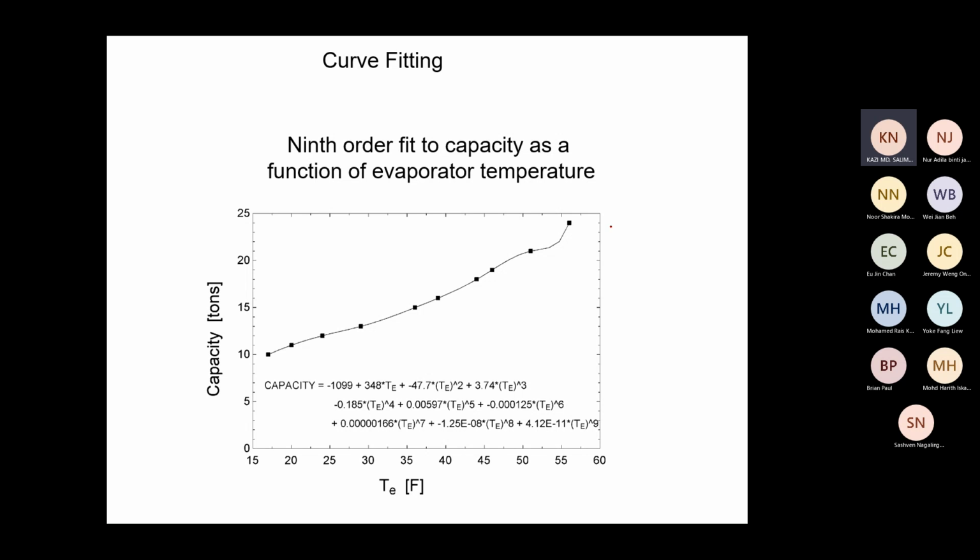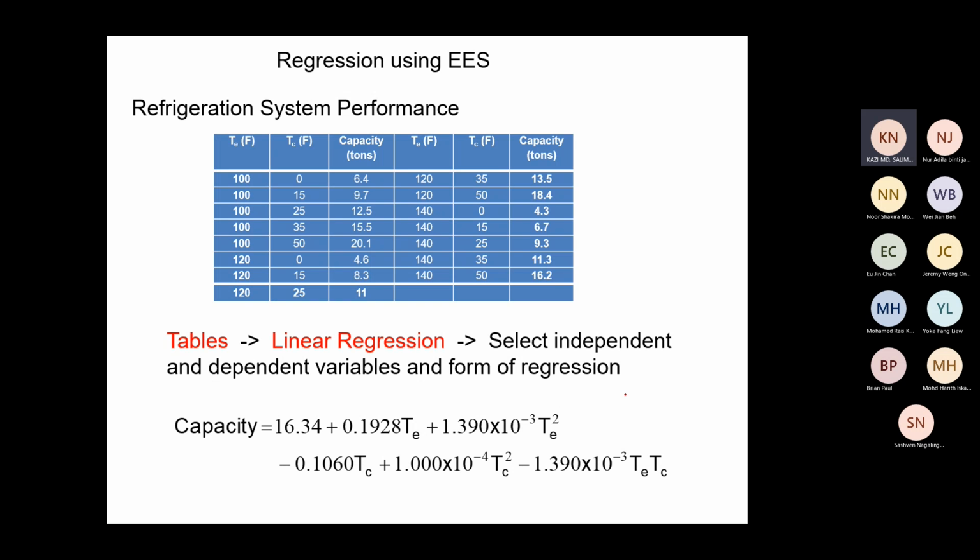So we get some sort of table card that can also be used for fitting this card, and then the capacity can be evaluated from these empirical equations. So we go further: refrigeration system performance tables, linear regression. If you do it, then select the independent and dependent variables from the form of regression.